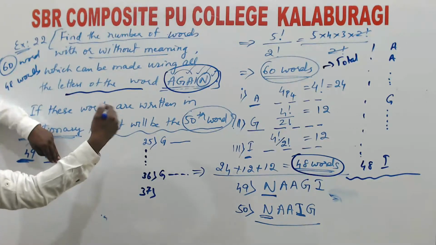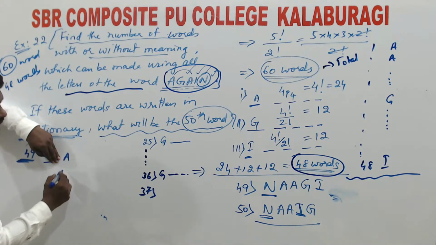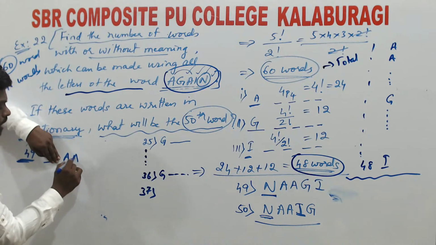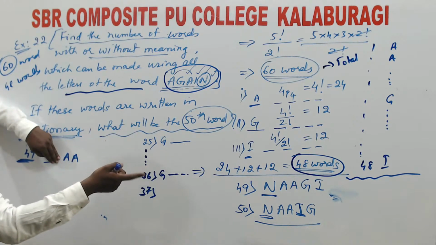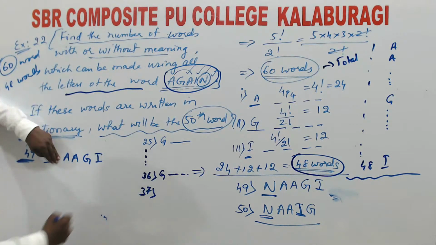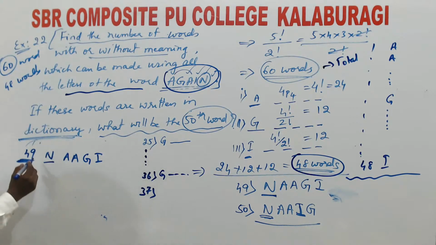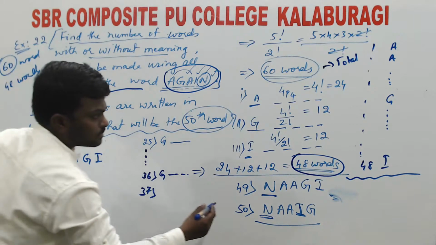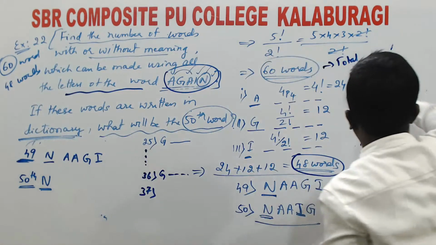So how will you write the remaining letters alphabetically? A. So there is one more A. Alphabet wise, students. So the next alphabet will be G, right? And I, right? So we don't need the 49th, we need the 50th word, students, right? So the 50th word will also start with N, right? So because you can see N also, how many N are there?